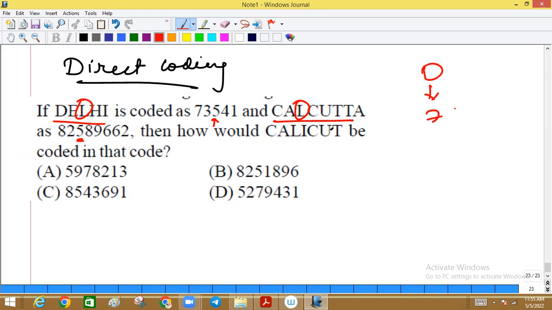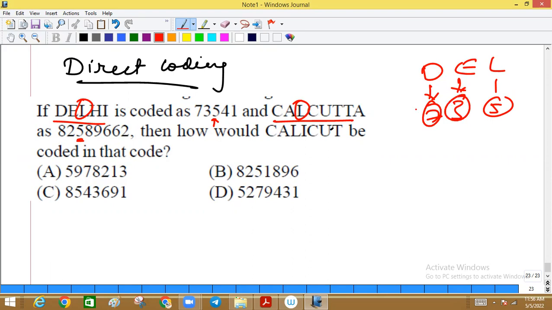There is no change. The examiner itself is taking D as 7. There is no alteration. In the same way, E is coded as 3. L is coded as 5. It's a direct coding. The moment you see L, you have to represent it with 5. E is represented with 3. D is represented with 7.